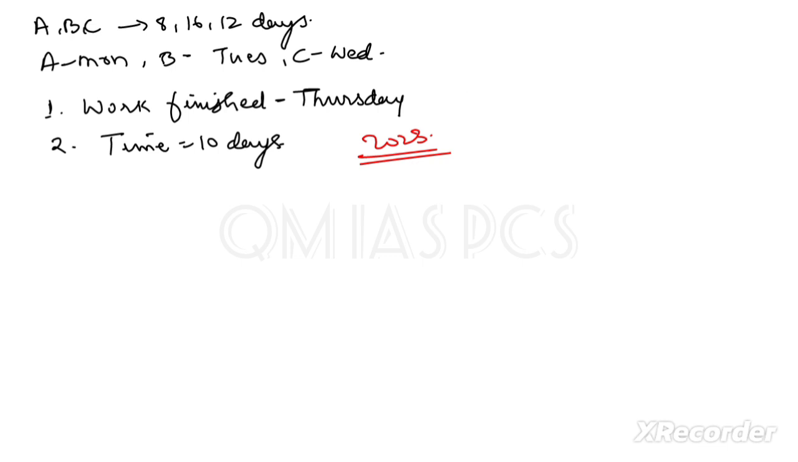A, B, C working independently can do a piece of work in 8 days, 6 days, 16 days, and 12 days respectively. A will work on Monday alone, B will work on Tuesday alone, and C will work on Wednesday alone. Then again it will be the day of A, that means Thursday. Then Friday will be for B, then Saturday will be C. The first statement given is that the work will be finished on Thursday and the total time will be taken as 10 days.